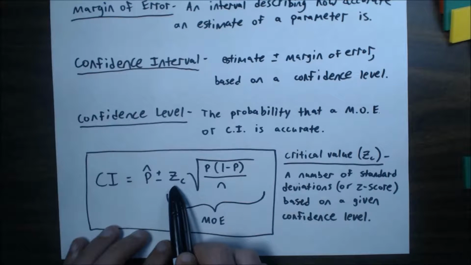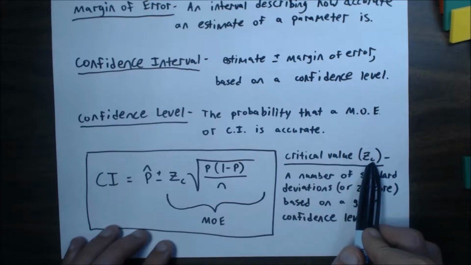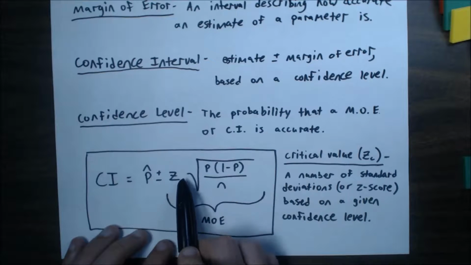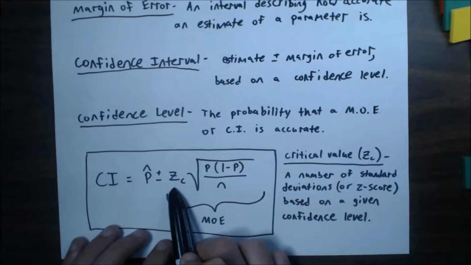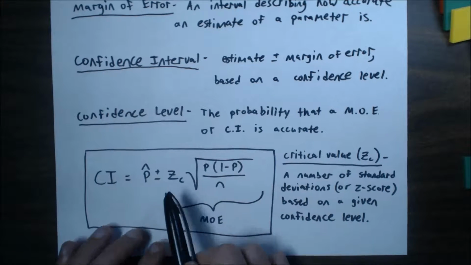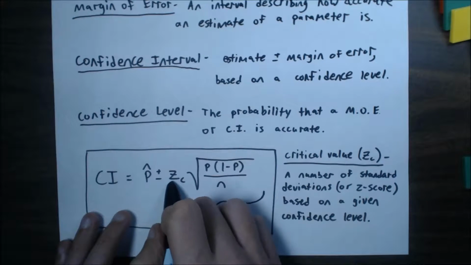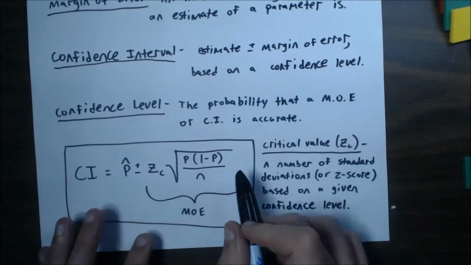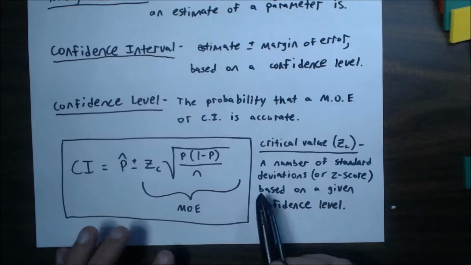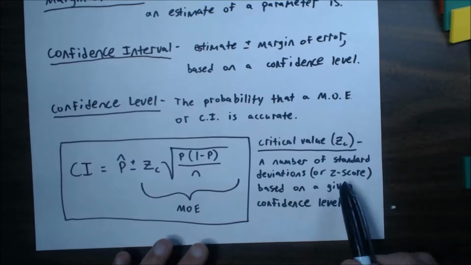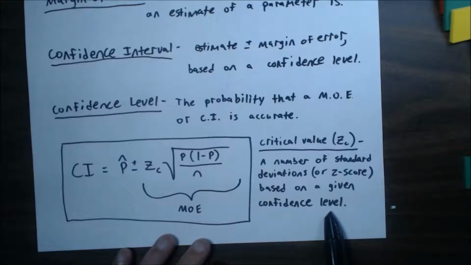This number here is the critical value. And I'm going to do a lot of explanation about what this number is because it's very important. I think a lot of times people sort of learn this just as some number you multiply by, and they never really understand why. And if you have to do that, that's fine. But I would much rather you understand what this is and kind of why we use it. Okay. So the critical value is a number. It's the number of standard deviations, or the z-score, based on a given confidence level.